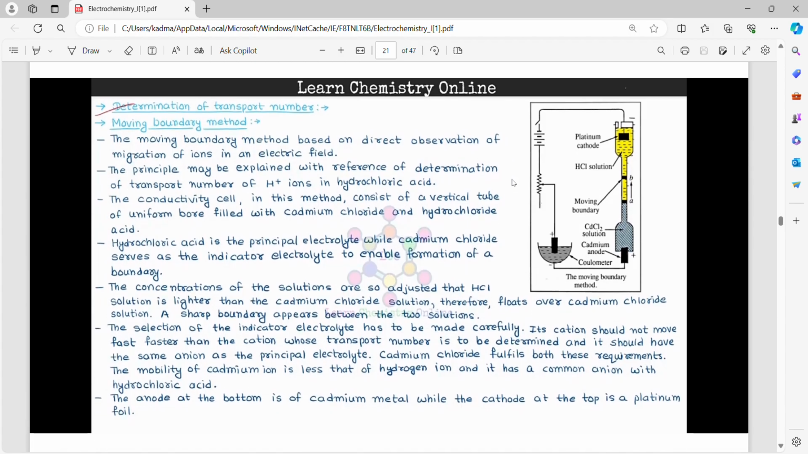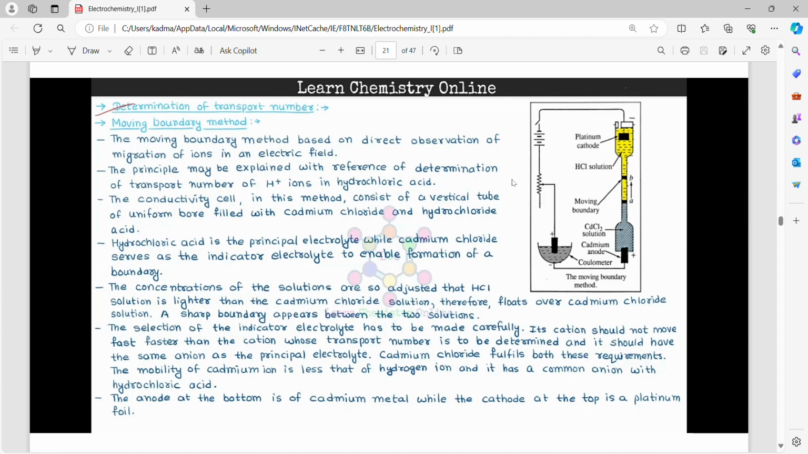Determination of transport number, moving boundary method. The moving boundary method is based on direct observation of the migration of ions in an electric field. The principle may be explained with reference to determination of the transport number of H+ ions in hydrochloric acid. The conductivity cell in this method consists of a vertical tube of uniform bore filled with cadmium chloride and hydrochloric acid. Hydrochloric acid is the principal electrolyte, while cadmium chloride serves as the indicator electrolyte to enable formation of boundaries.